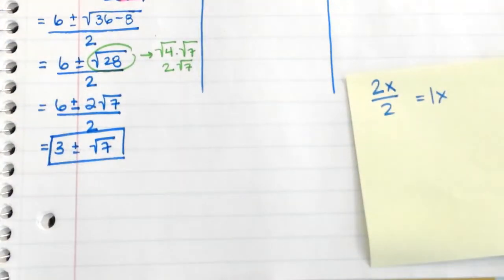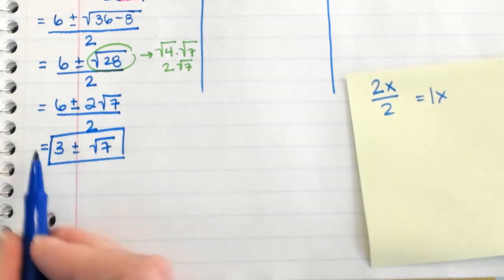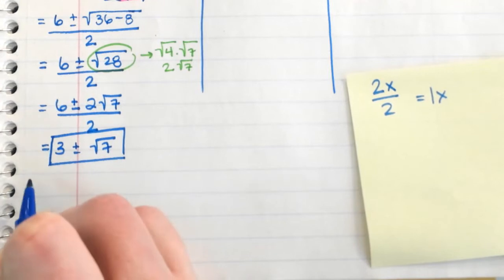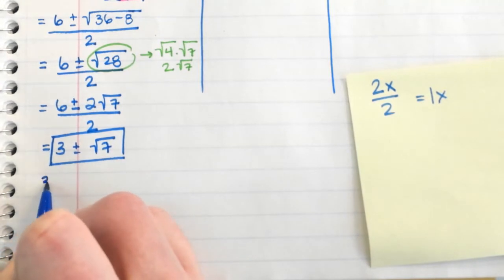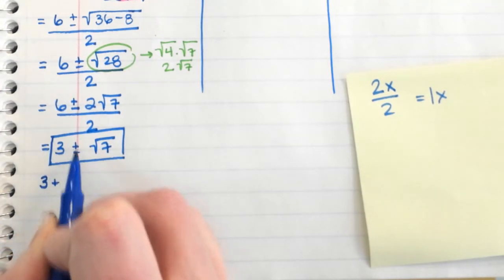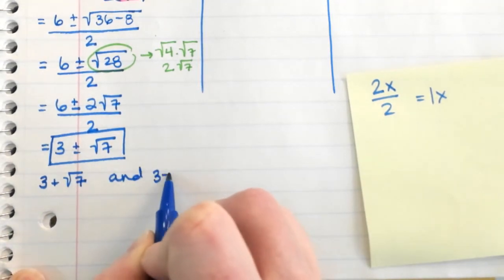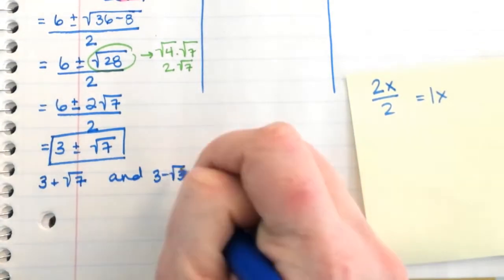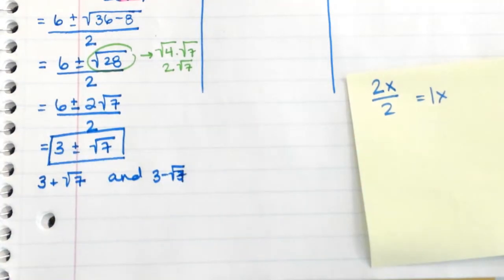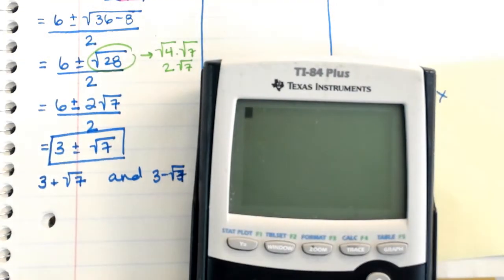So since what we're finding is the x-intercepts, the solutions to the equation, there's actually 2 of them here. What this means is if I were to take this further with my calculator, I would take 3 and add it to root 7, and I would take 3 and subtract root 7. I'm going to do that in my calculator just so I can show you visually on a graph why these are the solutions.